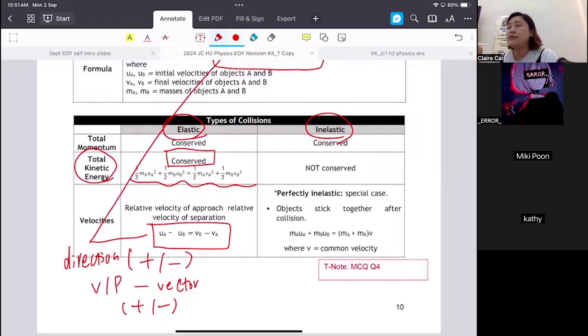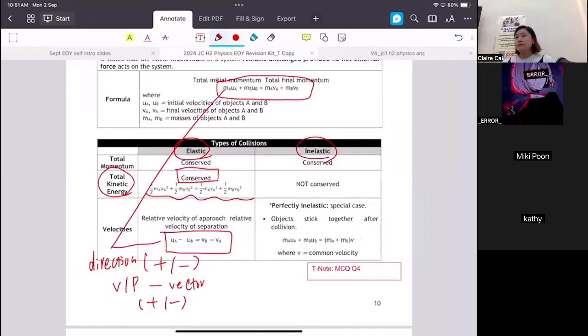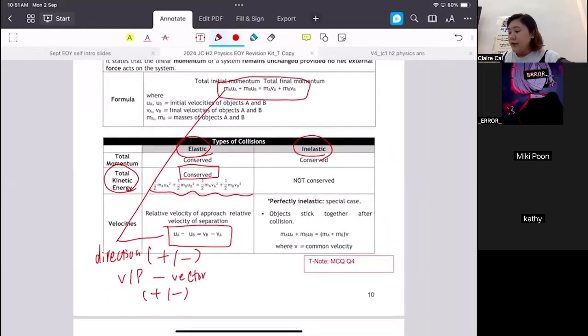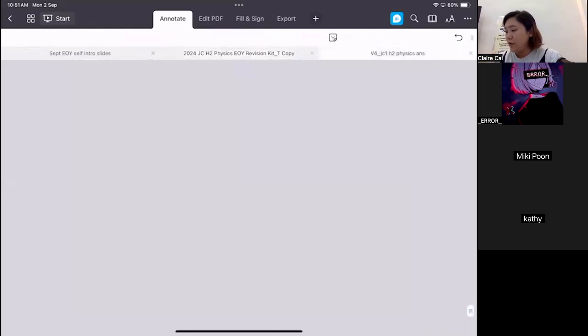And later when you calculate, sometimes you can assume it's positive, but then later you get an answer that is negative, it's fine. It just means that it's in the negative direction. But when we are subbing in the values, doing the calculation, your positive and negative must always be very clearly defined and clearly subbed in. Otherwise, everything will mess up. Everything will be gone. Okay, so let's take a look at MCQ question 4.